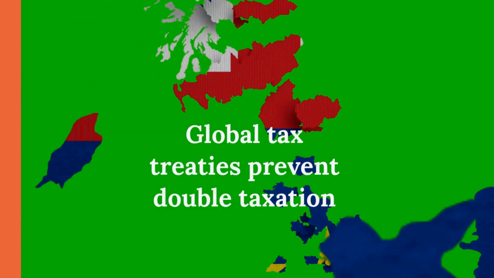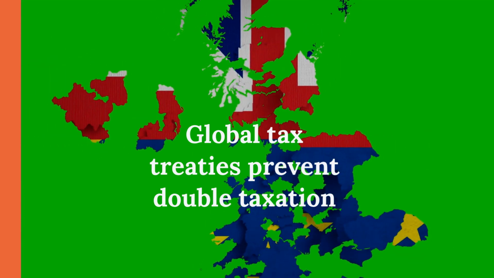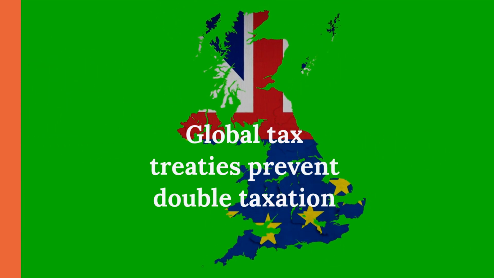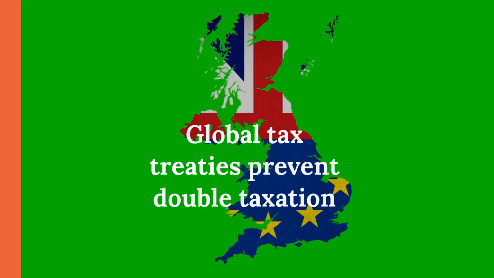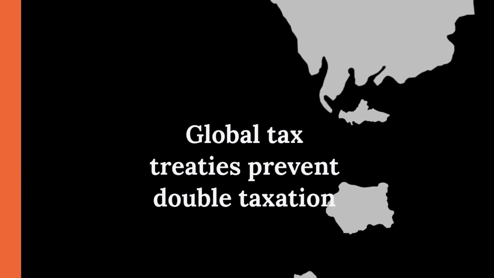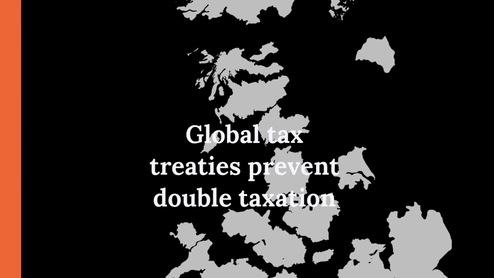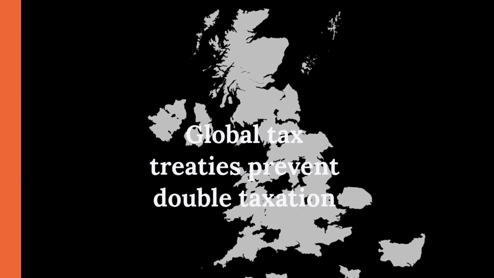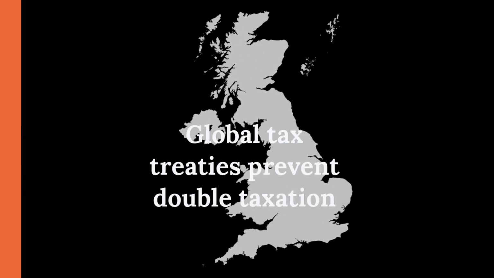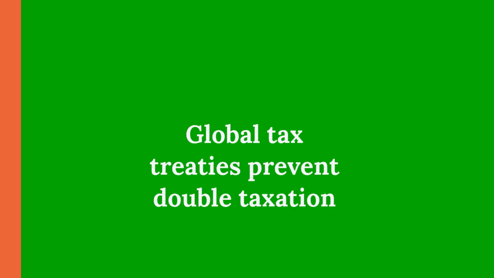The UK is linked to global tax systems. Double taxation treaties prevent income being taxed twice. VAT rules with the EU add complexity post-Brexit. Anti-avoidance rules align with global standards. These factors shape national tax legislation.